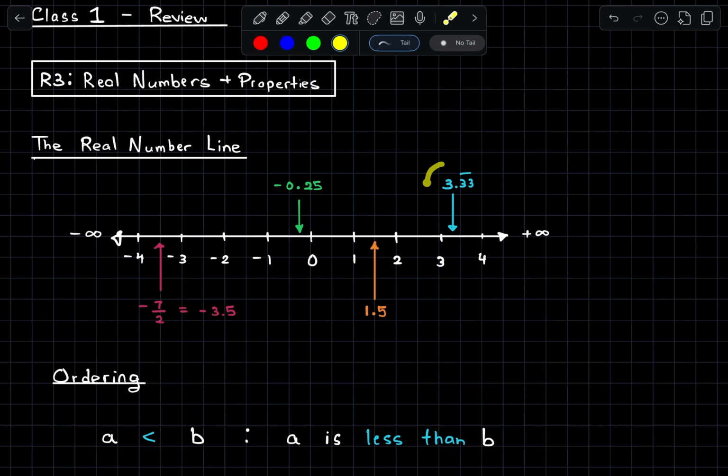And finally, you can even have numbers like 3.33 with this line here. This means repeating forever. So this is a number that doesn't even terminate. It just goes on forever with all these decimals. This is also considered a real number.